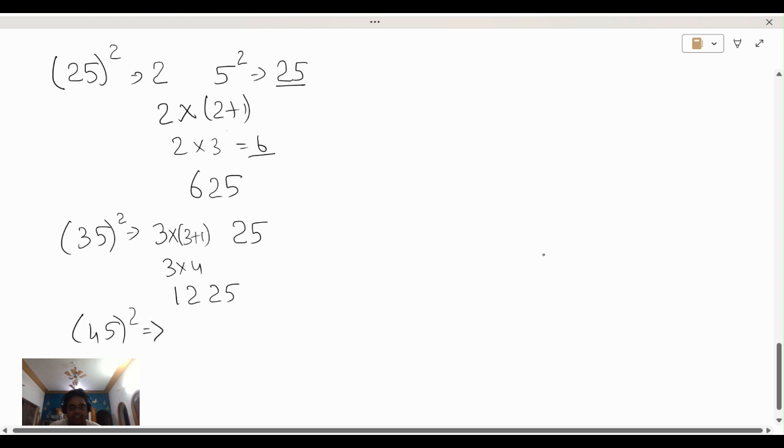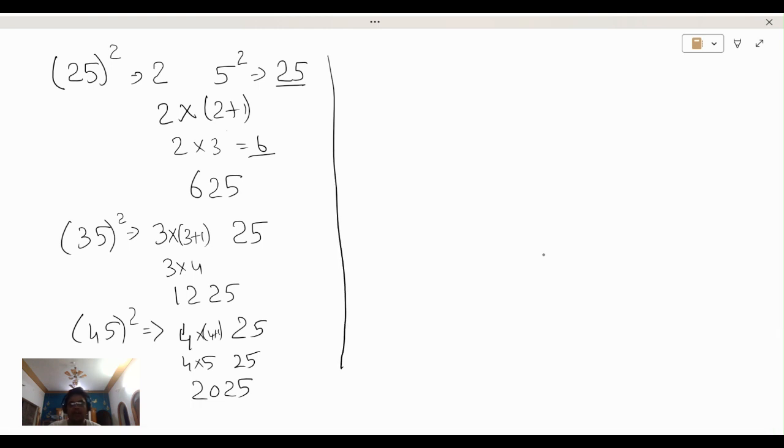45 square: the ending digit is 25, and then you have 4 into 4 plus 1. So it is 4 into 5, ended with 25. So it becomes 2025. This is the answer. Clear? Now, as usual, I'll give you three sums. Pause it when I tell you, and look at the solutions when you have finished it.